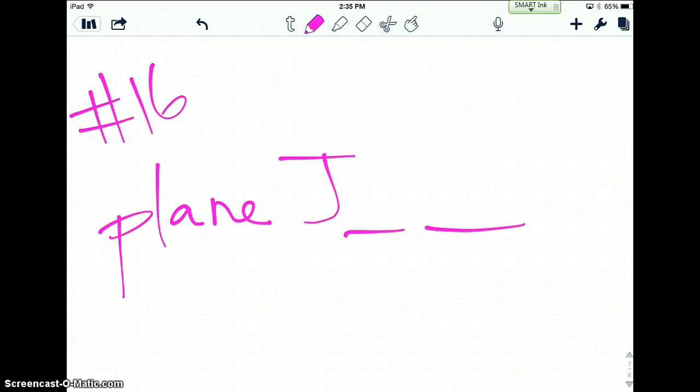Would the plane JCF work? No, because LH is not parallel to that plane. How about JEA? Are those going to be parallel with LH? No, it's kind of on a diagonal. How about JCD? Would LH be parallel to plane JCD? Yes, it would.